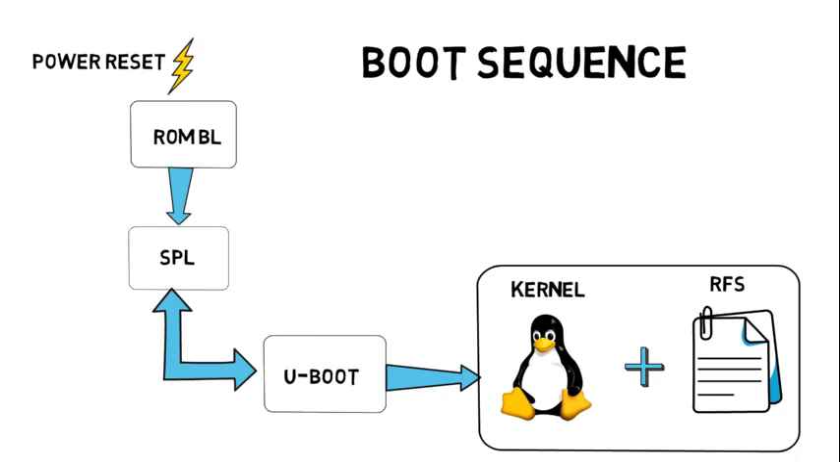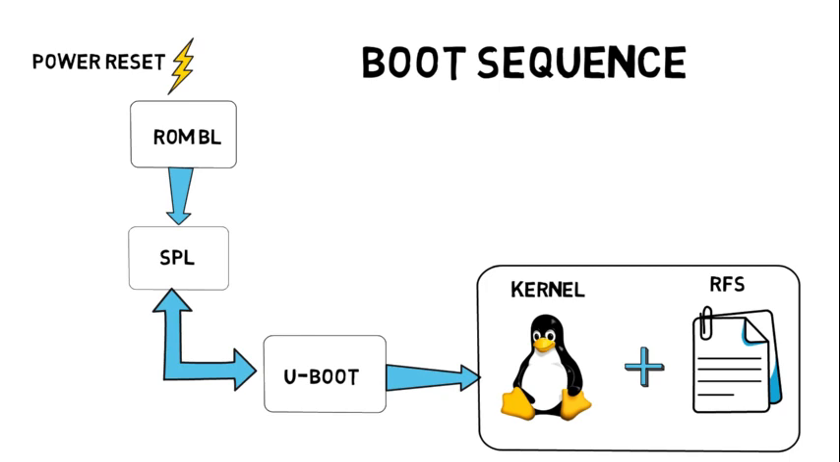After the kernel loads and starts executing, it will look for the root file system. The root file system is required to complete the boot process successfully. We can take examples of bootloaders in upcoming videos. The third stage bootloader is U-Boot, and SPL is also derived from U-Boot.